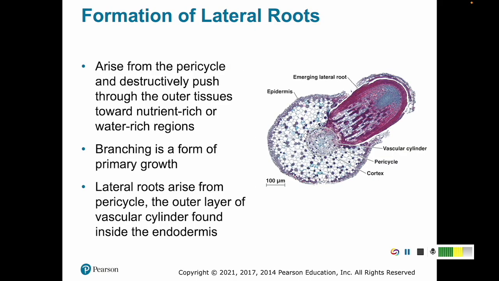Okay. Lateral roots, their growth is also considered primary growth, and it mainly occurs when areas of the root are active, and the emerging lateral root just pushes straight through that tissue to get to wherever those nutrients or water-rich regions are. Lateral roots come out of the pericycle, which is the outer layer of the vascular cylinder found inside the endodermis.